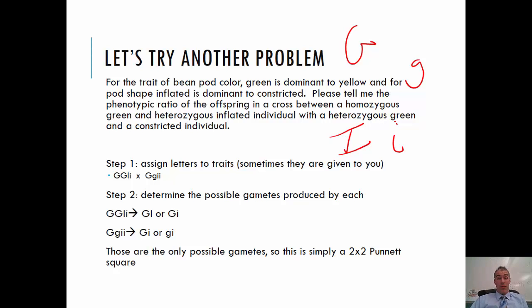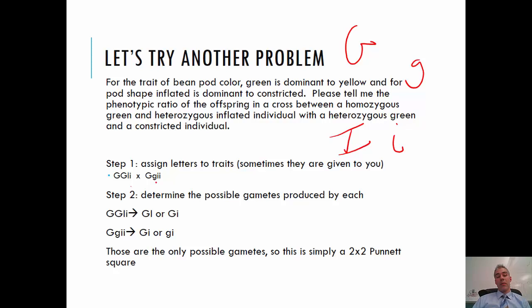So first we have to write out the individuals' genotypes, okay? It says a homozygous green, big G, big G, crossed with a heterozygous inflated, big I, little i, because it's heterozygous. And then a heterozygous green and a constricted individual. Because constricted is recessive, we know it has to be little i, little i.